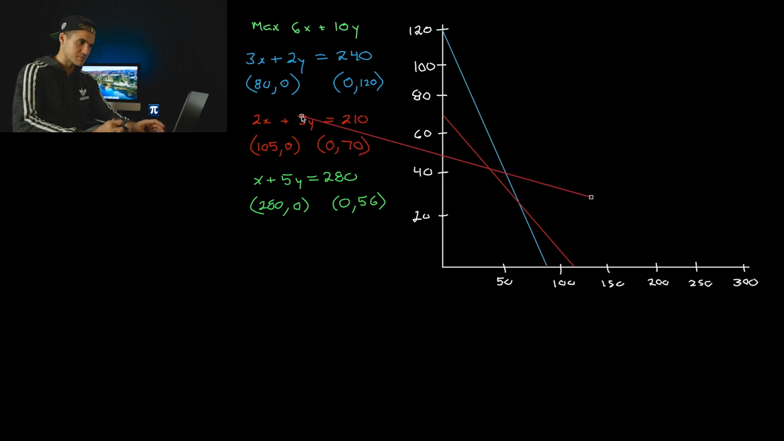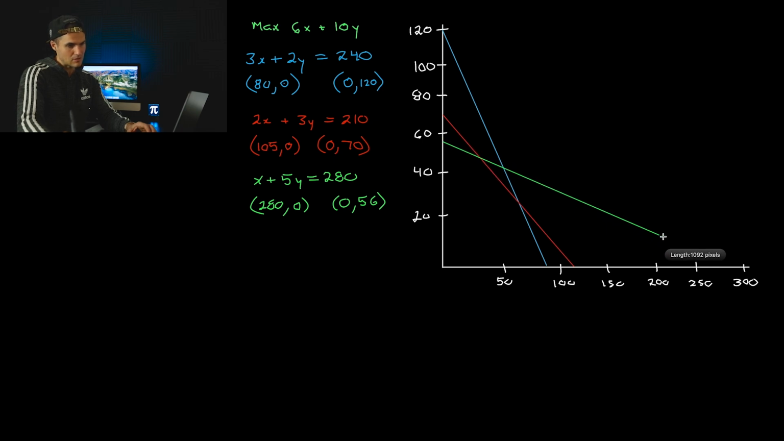Okay, why does this keep doing that? Okay, let's take that out. And then the last line, the x plus 5y, had an x-intercept of 280, which is all the way over here, and a y-intercept of 56. Now 56 is going to be like right here, let's say, and then all the way to 280, that's going to be like right there. Okay, so that there is our graph of the constraints.